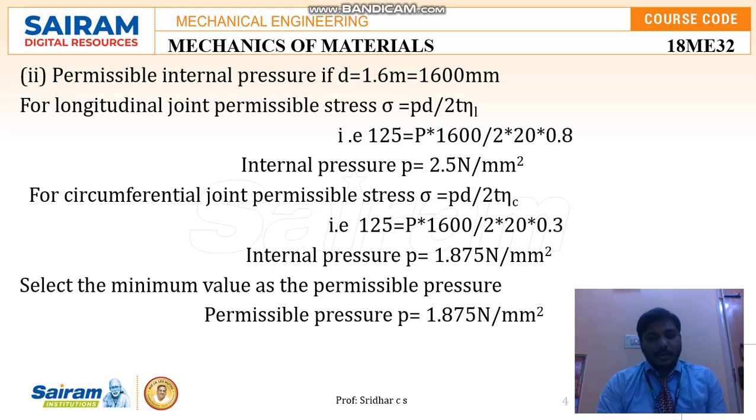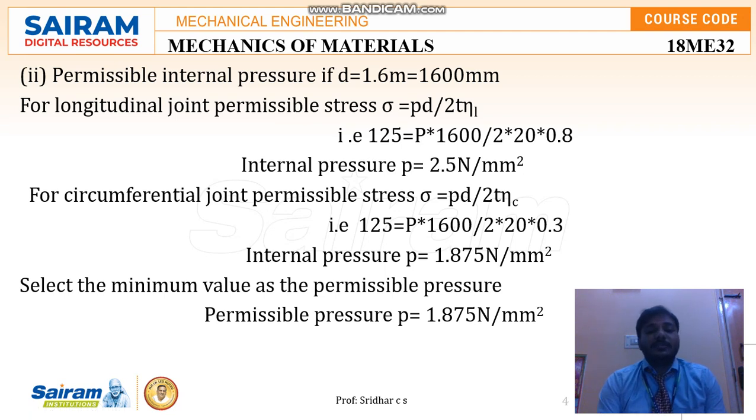Now if I substitute along with the internal pressure P, taking P outside and cross multiplying, we have 125 into 2 into 20 into 0.3 divided by 1600. The value we got for the internal pressure P is 1.875 Newton per mm square. This pressure is based on the circumferential joint, and the 2.5 we got is based on the longitudinal joint.